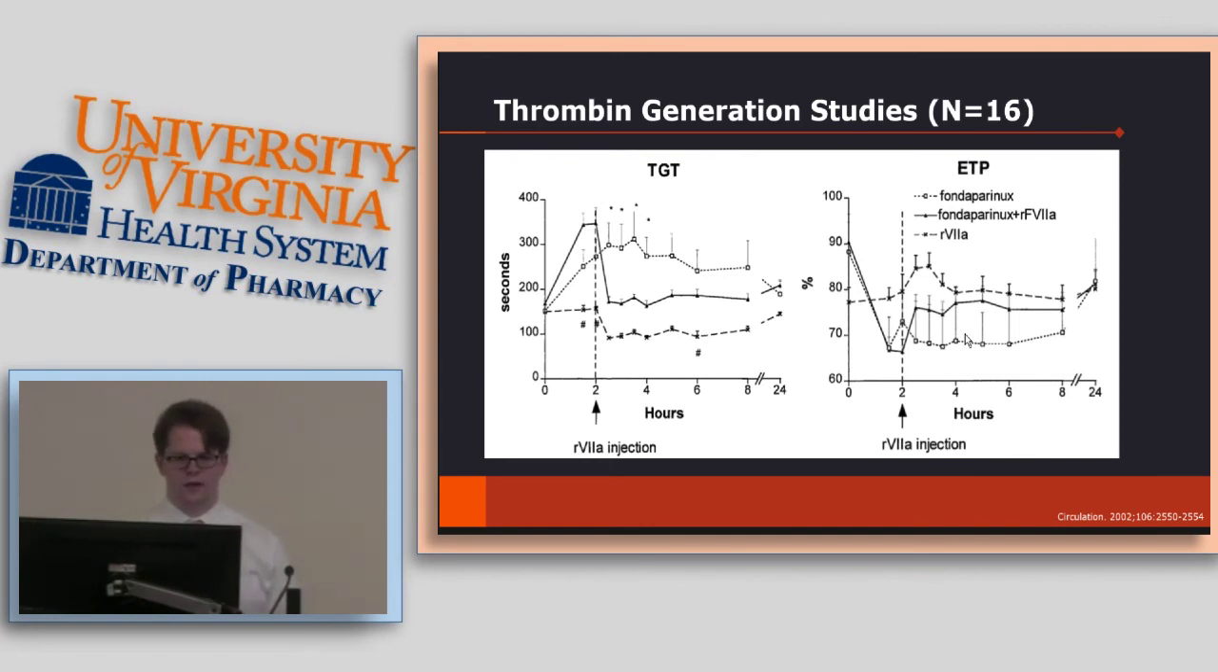And then looking on the right-hand side at endogenous thrombin potential, we can see that fondaparinux abruptly reduced ETP, and then following administration of NovoSeven, we can see restoration of endogenous thrombin potential. However, it's not quite to the level that we saw with our controls, indicating perhaps that there's only partial reversal of fondaparinux effect. And subsequent studies, when they evaluated this, saw, again, sort of mixed results, most of them steering towards incomplete reversal.